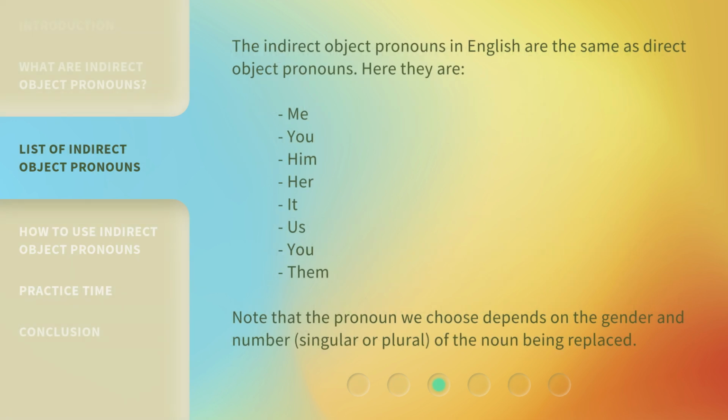The indirect object pronouns in English are the same as direct object pronouns. Here they are: me, you, him, her, it, us, you, them. Note that the pronoun we choose depends on the gender and number, singular or plural, of the noun being replaced.